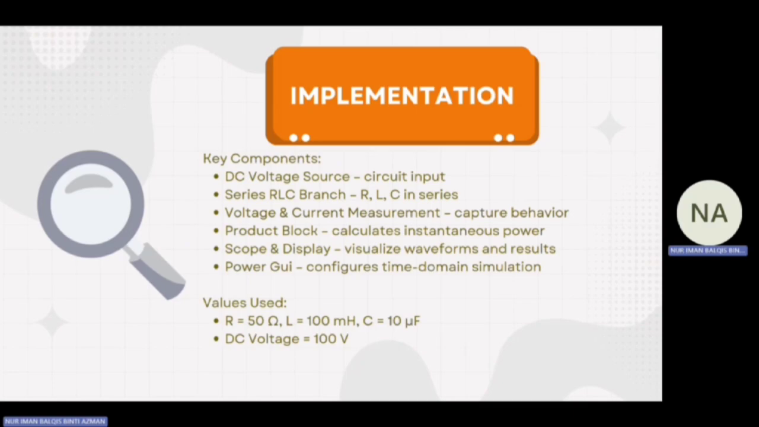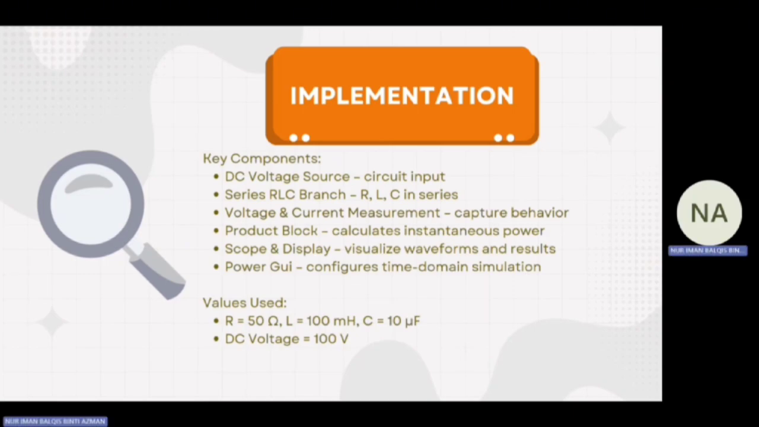Next is the implementation. In this step, we created the series RLC circuit in Simulink using components from the Simscape electrical library. The key parts include a DC voltage source as input, a series RLC branch, and measurement blocks to monitor voltage and current.